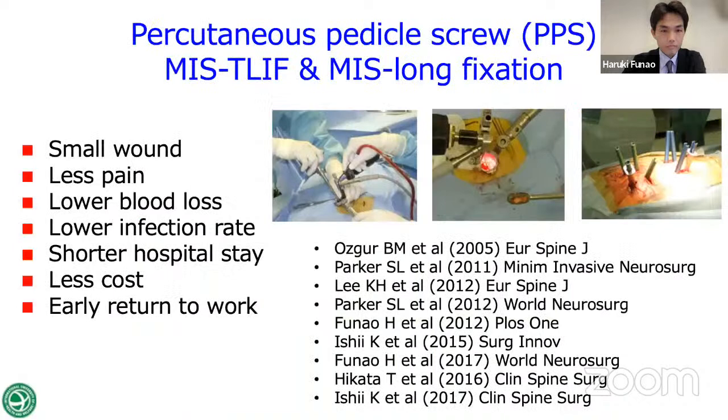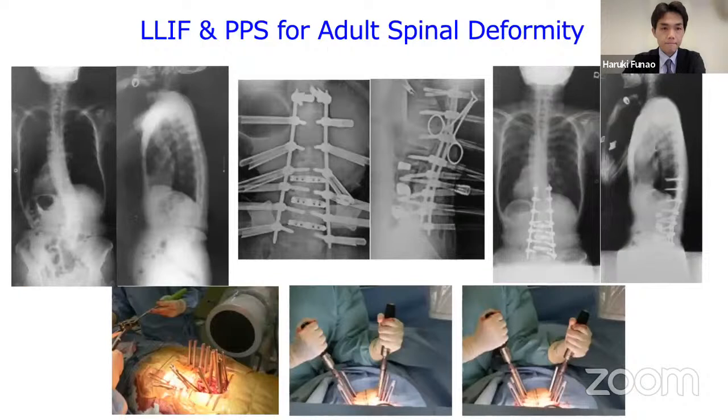Nowadays, percutaneous pedicular screws, PPS, are widely used in various spinal surgeries. Recently, PPS are beginning to be used in spinal deformity surgery as well. Lateral interbody fusion and PPS are a good combination for correcting lumbar scoliosis and kyphosis. However, this technique is still under development, thus it is limited to mild spinal deformity at our facilities.